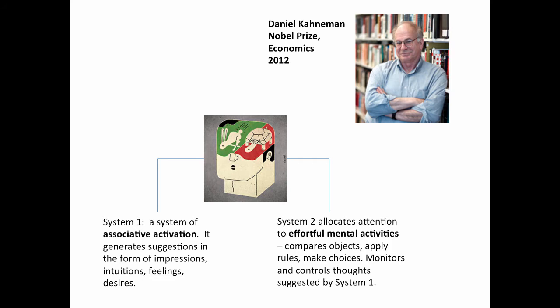System 2 allocates attention to effortful mental activities. It can compare objects on several attributes. It can follow rules. It can make choices. And one of its main functions is to monitor and control the thoughts suggested by System 1, to check their accuracy. But a critical point you may recall is that System 2 is lazy and mental effort is aversive. System 2 is supposed to check the accuracy of System 1 impressions, but it often accepts them too quickly.